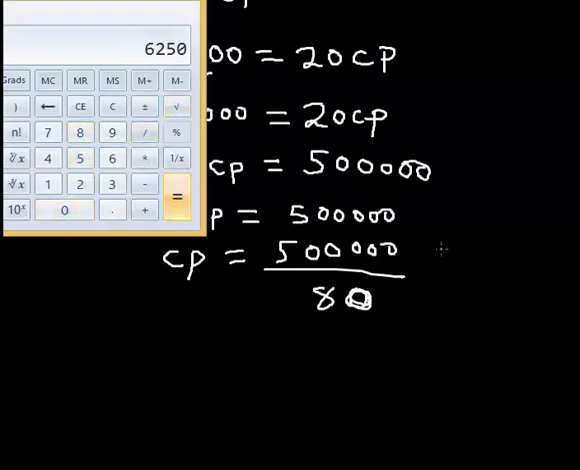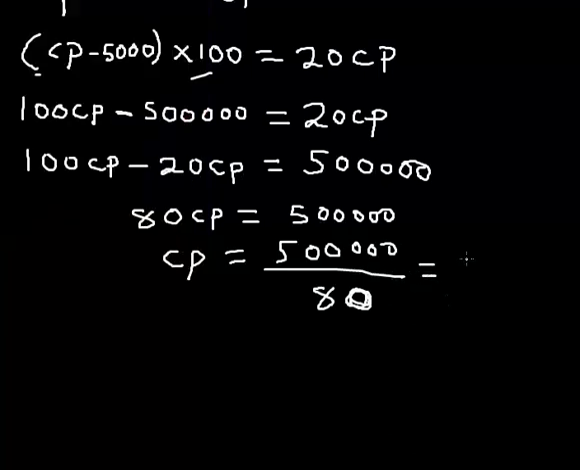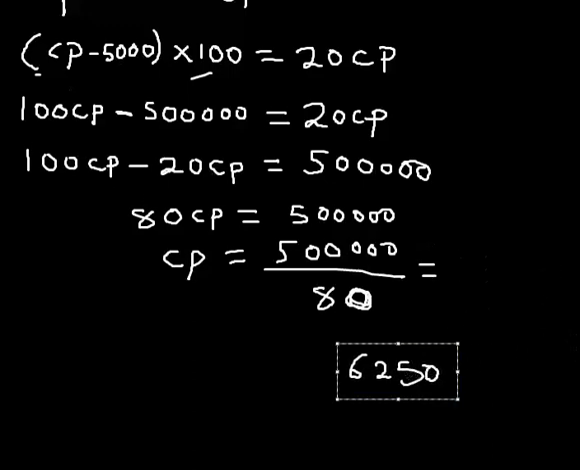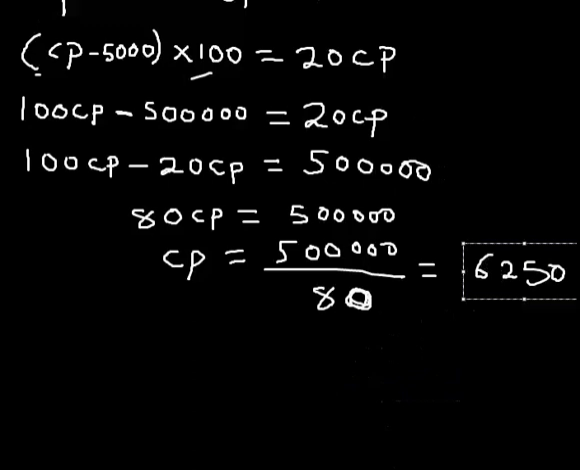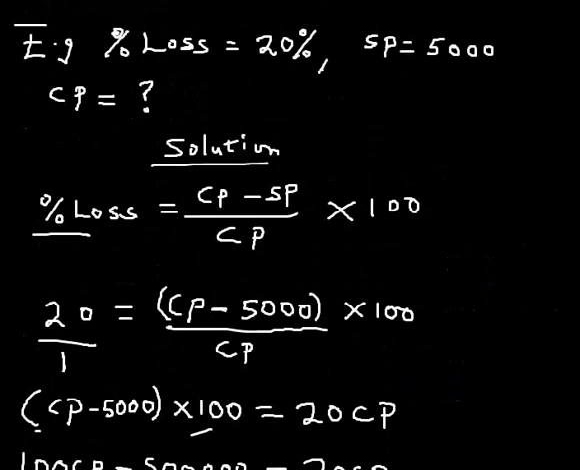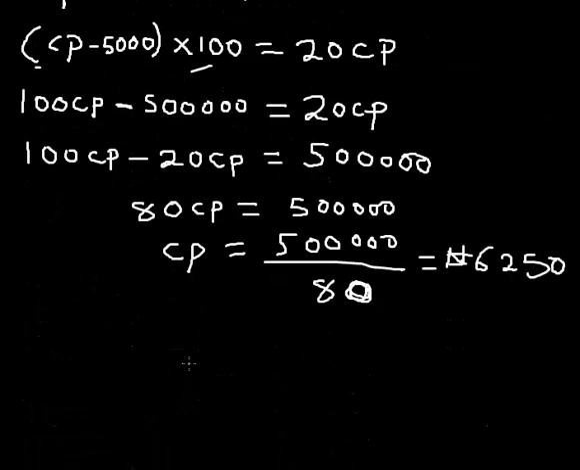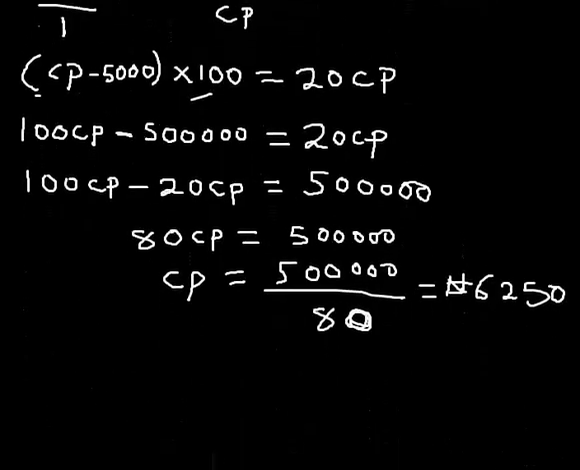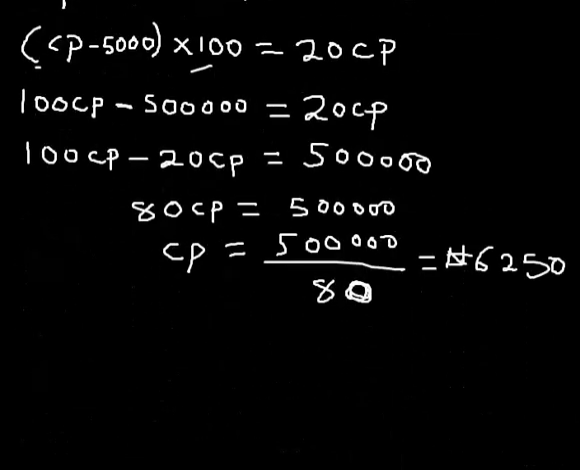So what he bought, or what the item actually cost him, is 6,250 naira. But he went and sold it for 5,000 naira. That's why he made a loss of 20%. So that's his cost price. All right, I hope that's well understood.